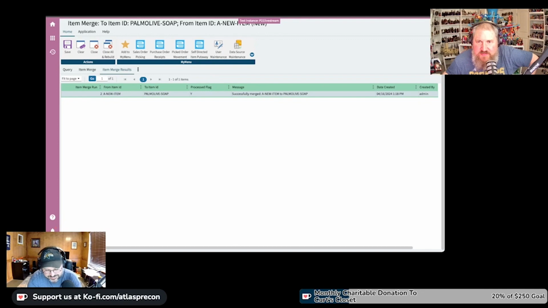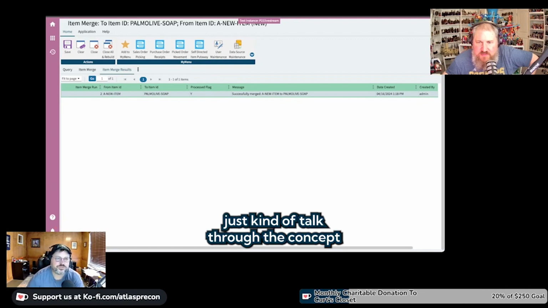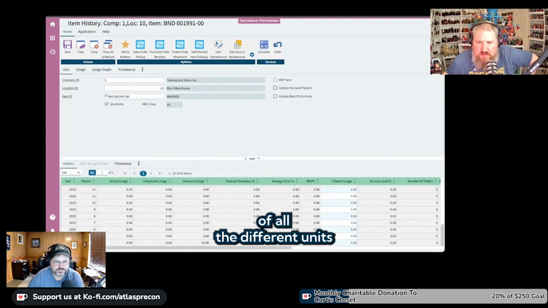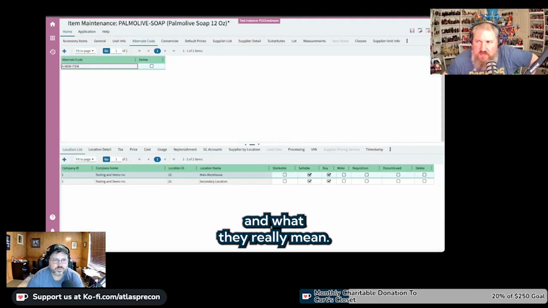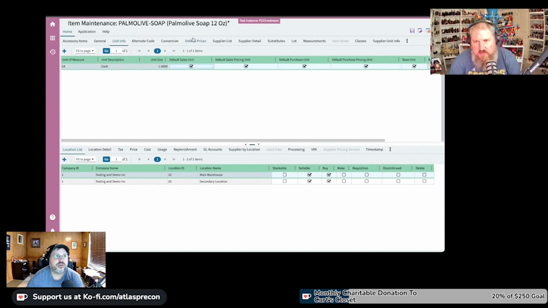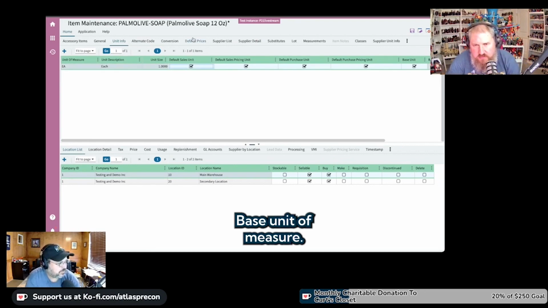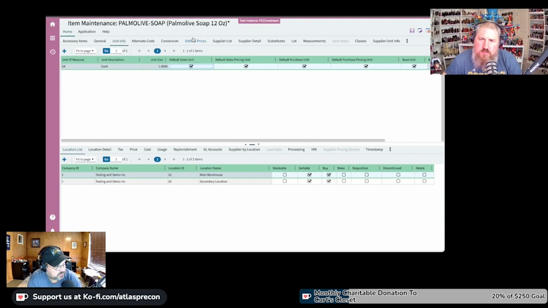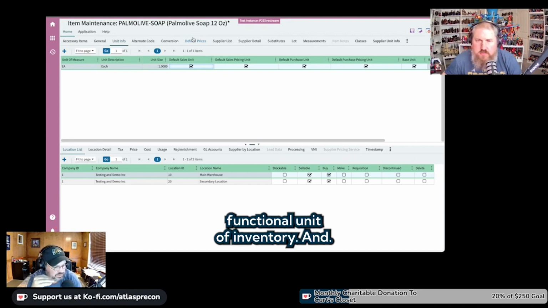So, all right. Let's just kind of talk through the concept of all the different units of measure and what they really mean. Base unit of measure. First thing to understand about that is this is the unit of measure in which inventory will be stored on the database. It's the lowest functional unit of inventory.